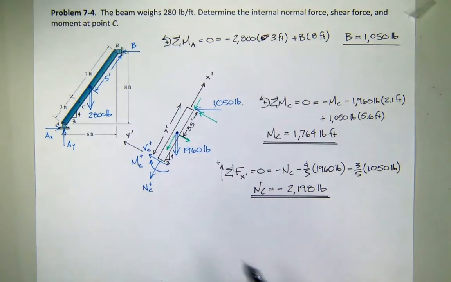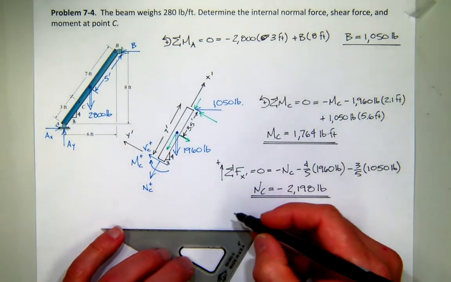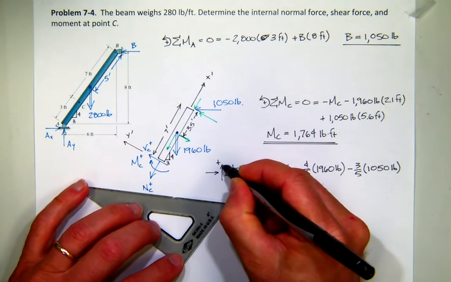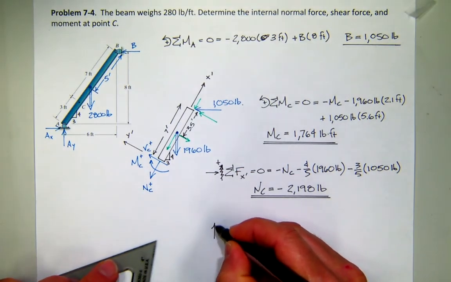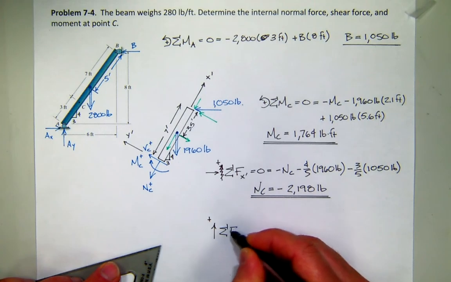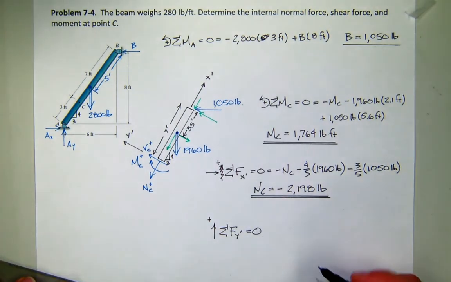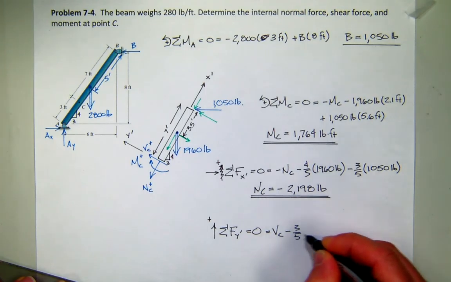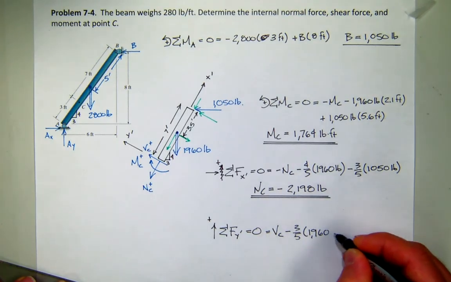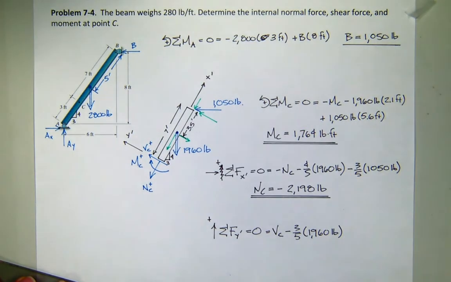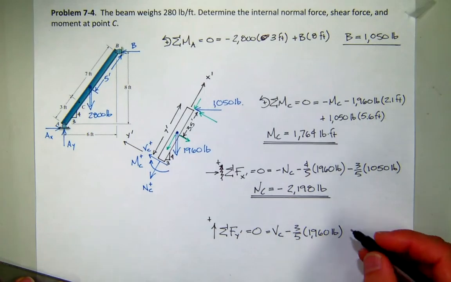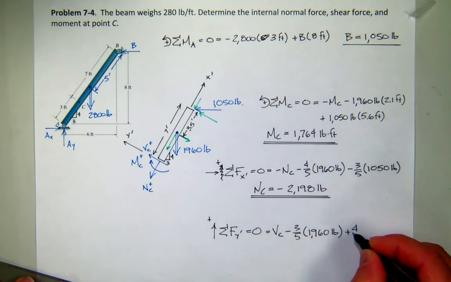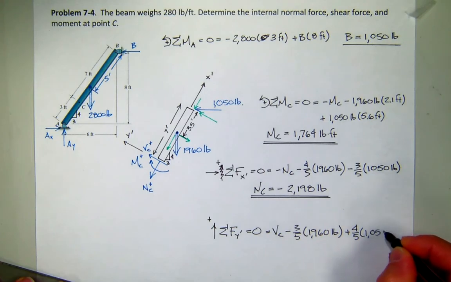For a problem that's early in the book, this was a little challenging right out of the gate. I did this wrong. This should have been my positive x, not up. So now we'll do positive up for summing forces in the y prime direction. We'll do the same thing. So now I've got my shear force positive. The 1960 has a negative component, and that's 3/5 of 1,960 pounds. And then up here, I have a positive y component, and that'll be 4/5 of 1,050.